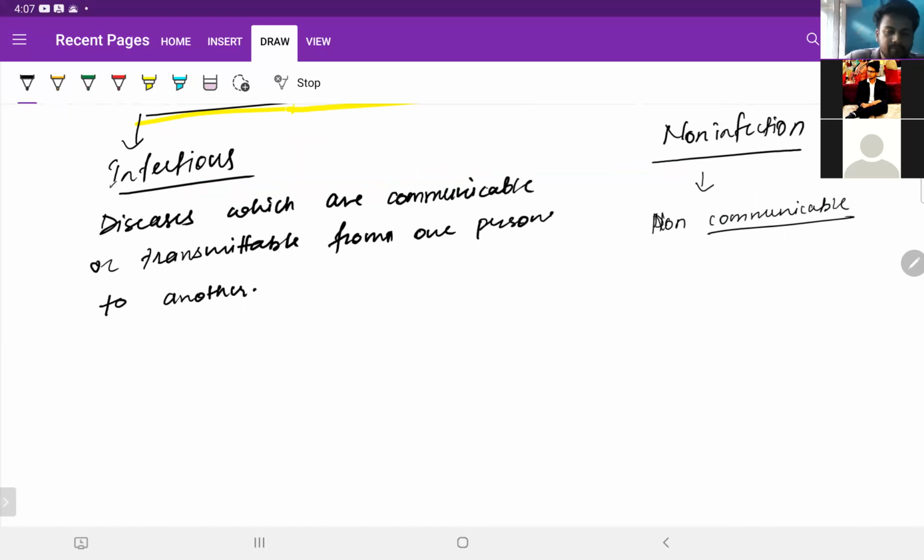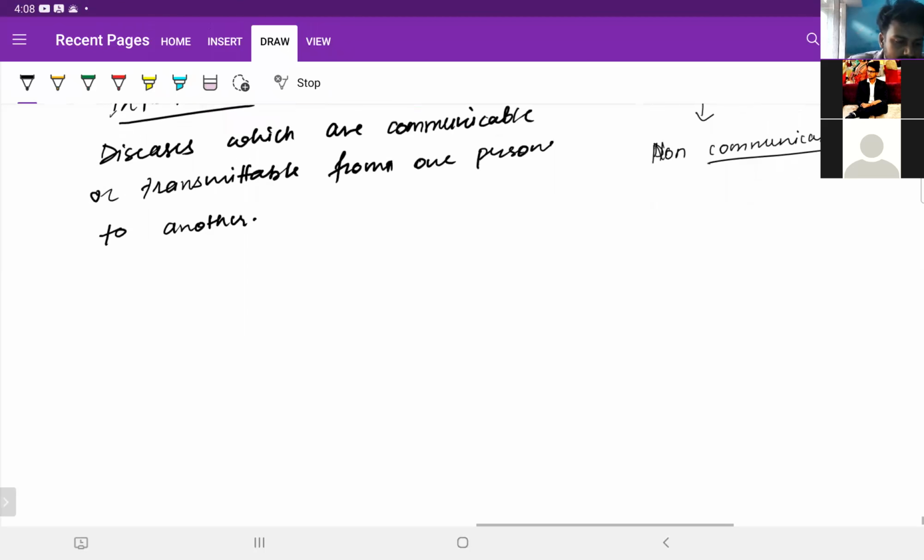For example, if you have diabetes and somebody comes and eats with you, then diabetes cannot be transmitted from you to that person. Suppose you have cancer, and if somebody touches your body, there is no chance of that cancer being spread from you to that person. So that's why we classify those diseases as non-infectious or non-communicable diseases, right?